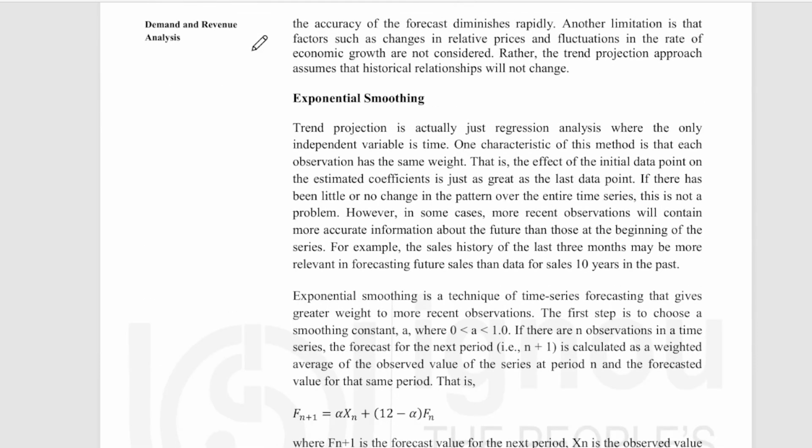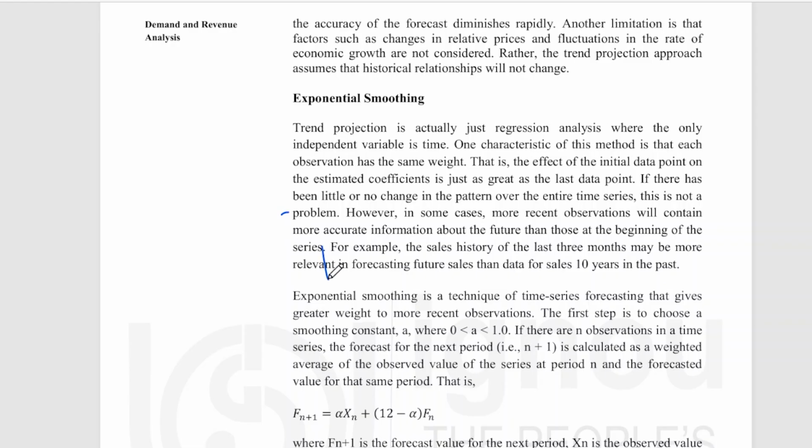The trend projection is actually just regression analysis where the only independent variable is time. One characteristic of this method is that each observation has the same weight. That is, the effect of the initial data point on the estimated coefficient is just as great as the last data point. If there has been little or no change in the pattern over the entire time series, this is not a problem. However, in this case more recent observations will contain more accurate information about the future than those at the beginning of the series.